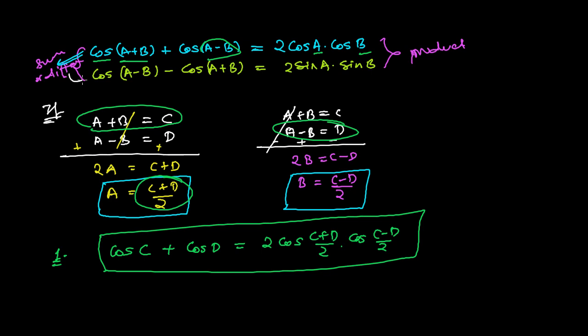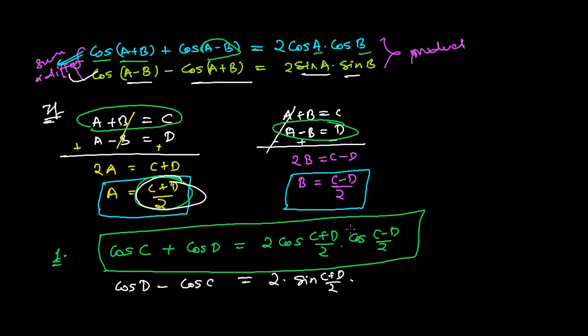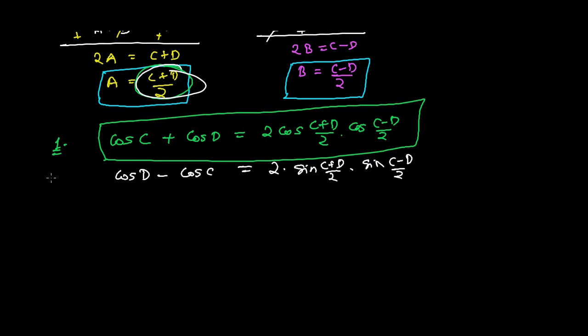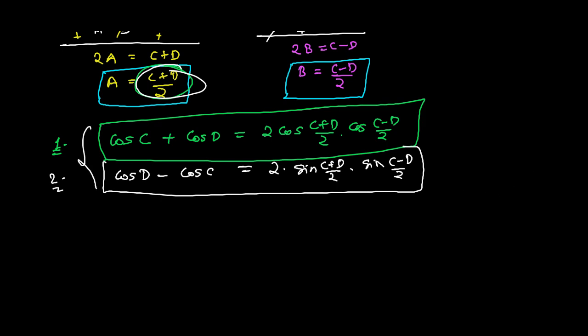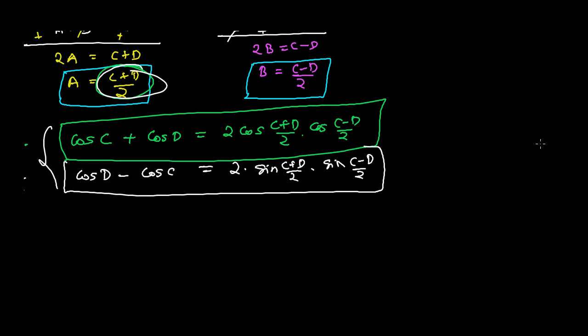Now let's check for the second equation how it will be. Again, cosine of a minus b is actually d, and minus cosine of a plus b, that is cosine of c, equals twice of sine a, where a is c plus d by 2, and sine b, that is sine of c minus d by 2. So here we have another equation to convert the difference form of the cosine function into the product form. These two formulas have a very great role in our trigonometry, and we have a lot of use for them.